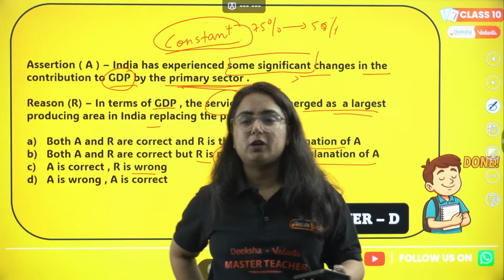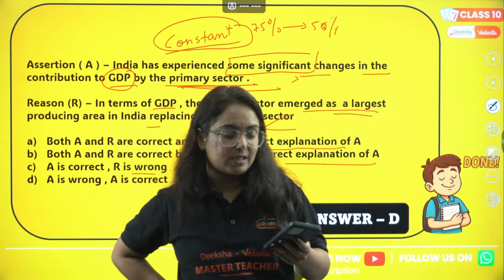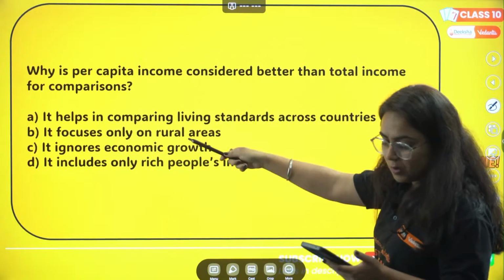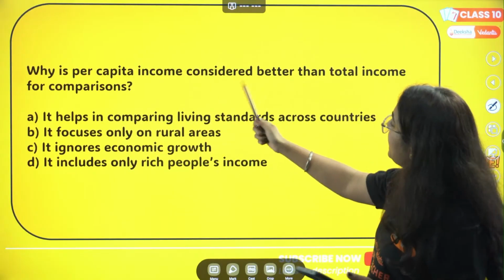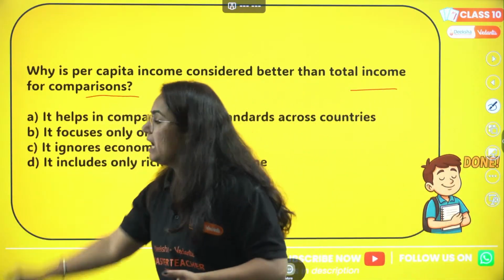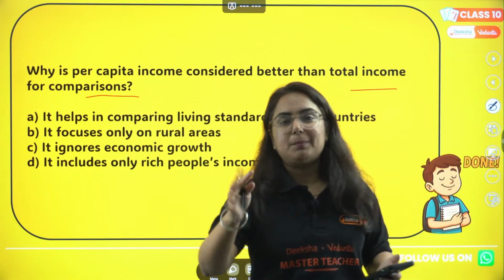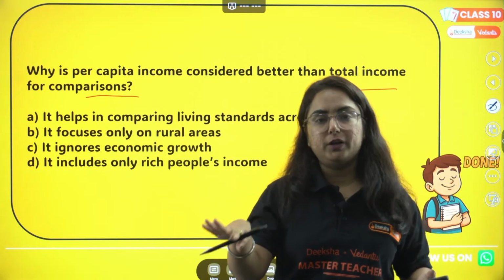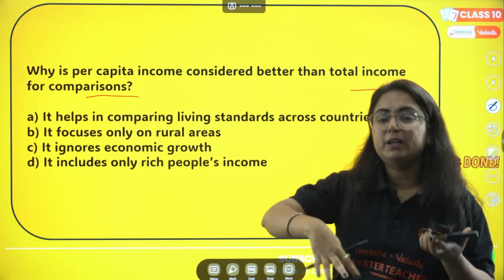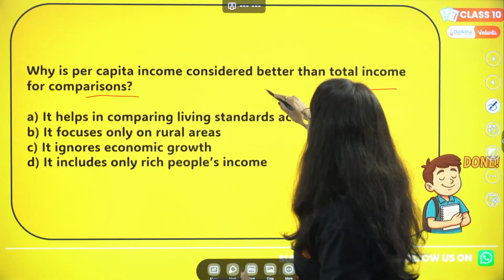Contribution to GDP by the primary sector, no such significant changes has been seen. Okay. Next question. Why is per capita income considered better than total income for comparison? Very easy. Now here, per capita income is itself not a perfect one for comparison, but when we compare it with total income, which one is considered better?